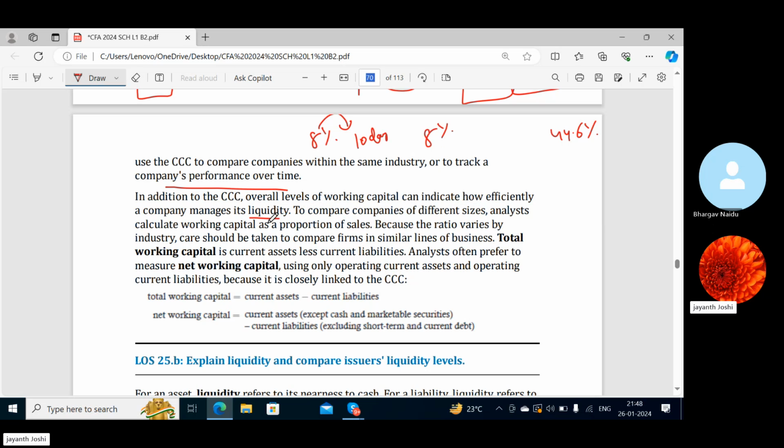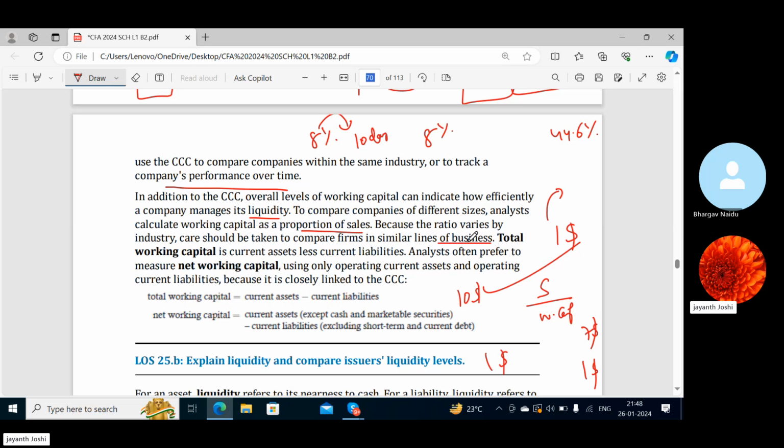In addition to cash conversion cycle, overall levels of working capital can indicate how efficiently a company manages its liquidity. Of course, at what level of $1 of working capital finance they are able to generate how many dollars of sales. To compare companies of different sizes, analysts calculate working capital as a proportion of sales. That's what I said right now: sales upon working capital. So $1 of working capital is giving me $10 of revenue, and $1 of working capital is giving me $7 of revenue. Which is better? This is better.